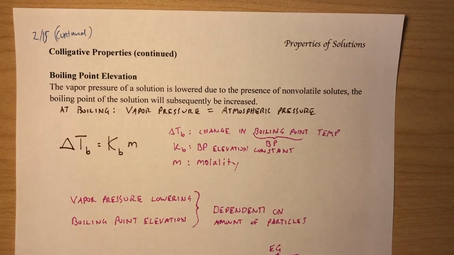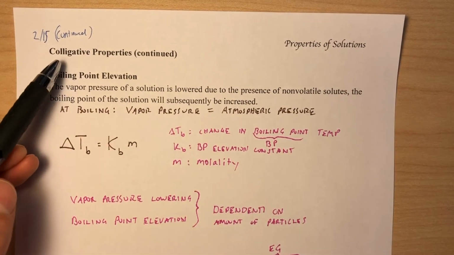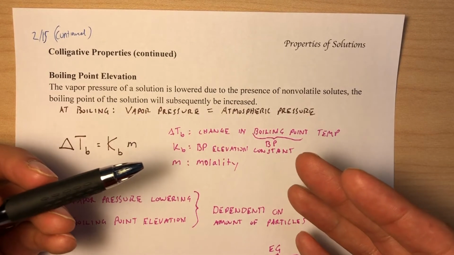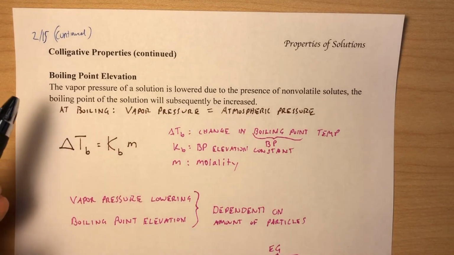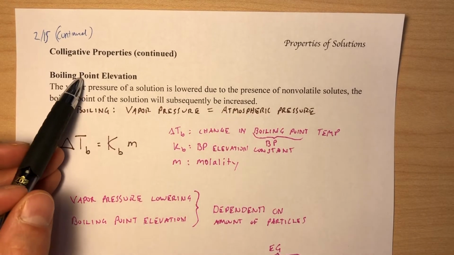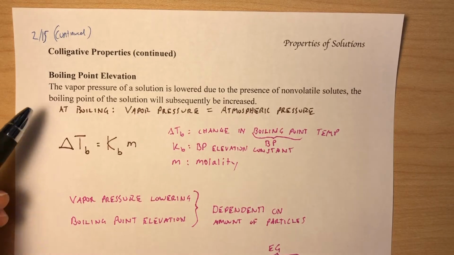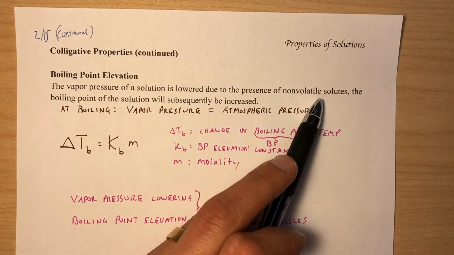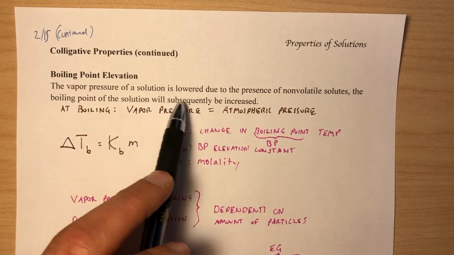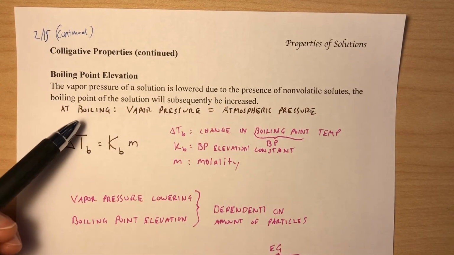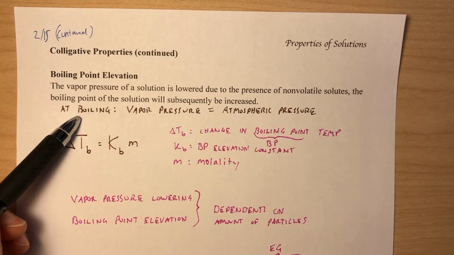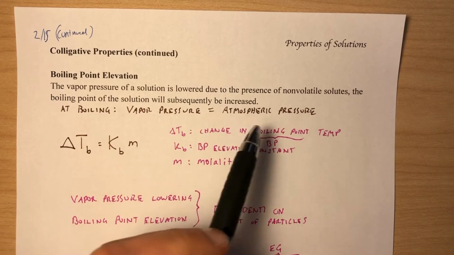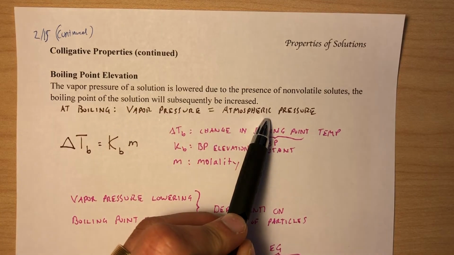We're going to continue our discussion in properties of solutions with colligative properties and discuss how the presence of a bunch of solute in a solution changes the physical properties, for example, boiling point. So the vapor pressure of a solution is lowered due to the presence of non-volatile solutes. The boiling point of the solution will subsequently be increased. Now I'm going to include the definition here of boiling. The boiling definition is when the vapor pressure of your liquid is equal to the atmospheric pressure around it.